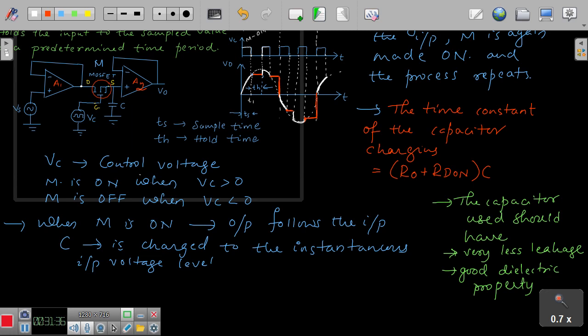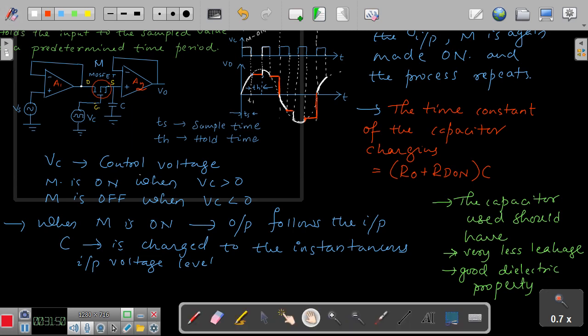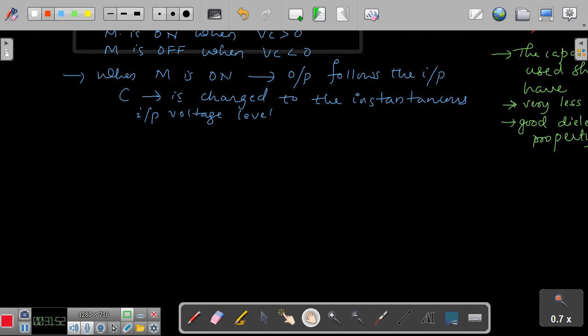And there are some dedicated ICs as long as our operational amplifiers are concerned, which are totally meant for the purpose of this sampling and holding, right? So I will just give you one diagram here. Dedicated Opamp based sample and hold circuits, right?